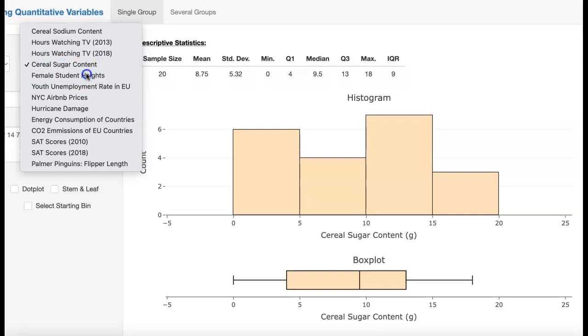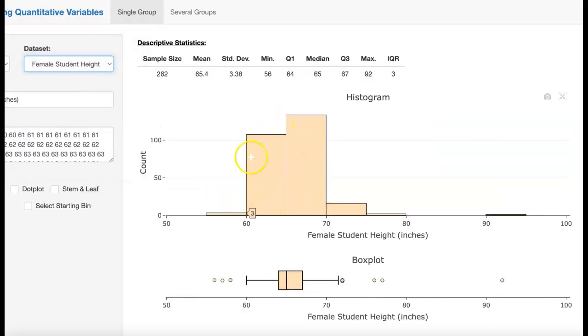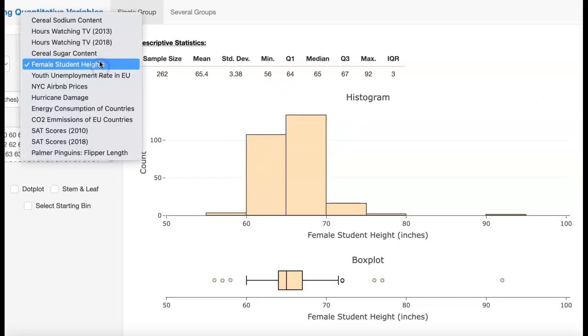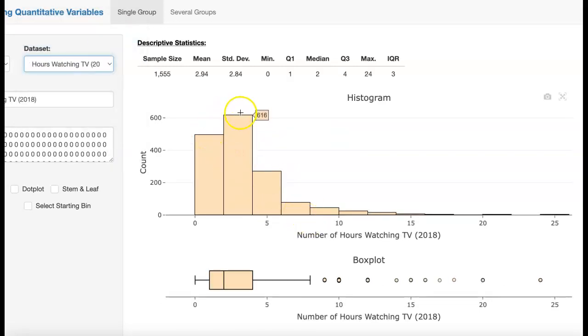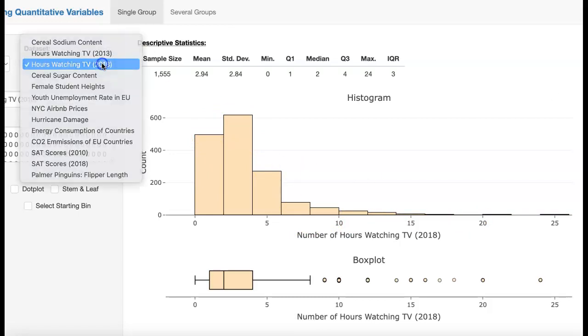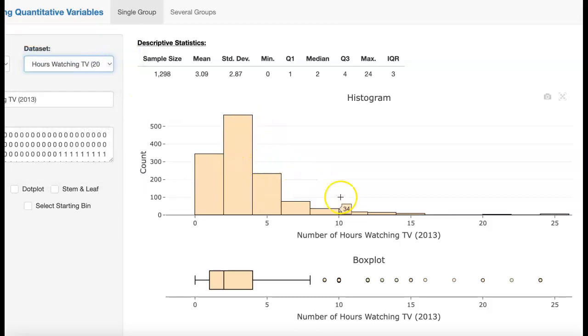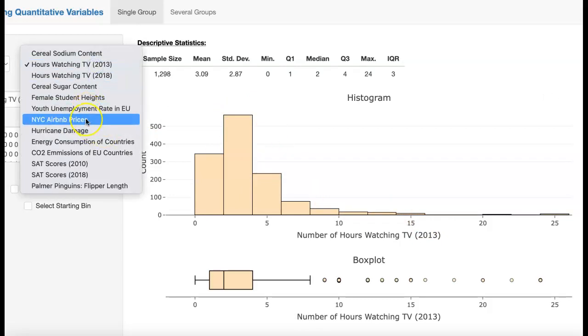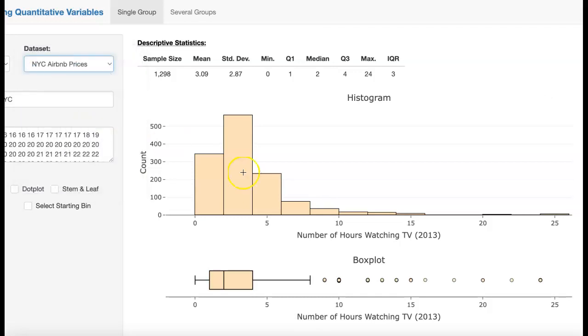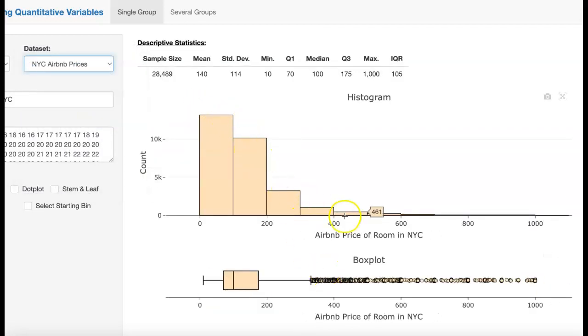Let's see female heights of students. Again, kind of symmetric, that little normal shape or bell shaped. Let's see hours of watching TV in 2018. A little bit shaped here, but you see there's a tail. This is right skewed. I wonder if things changed in 2018. I think I put 2018. There's 2013. Yeah, see there's a tail there. Start to see tails. Let's see Airbnb prices in New York City. Let's take a look. There's some data definitely skewed to the right.